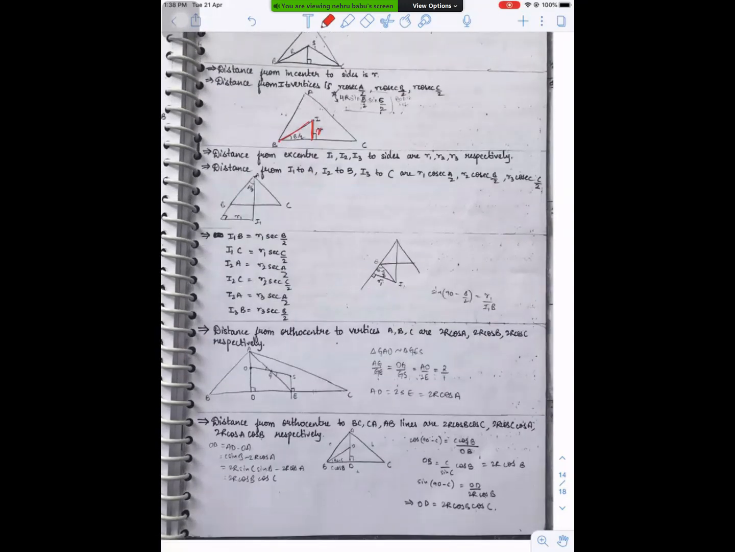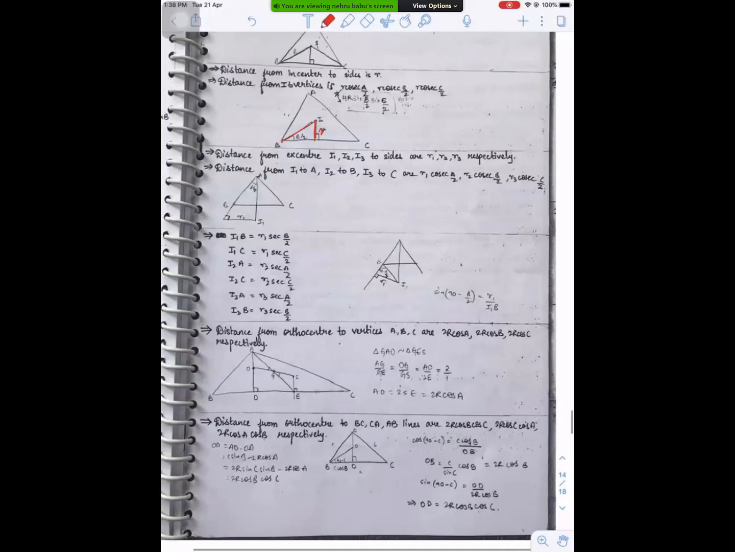Next, distances from excenter, the same type of result. The distances from the excenters I1, I2, I3 to the corresponding sides are R1, R2, R3. I1 is equidistant from all three side lines, so the distance from I1 is R1. For I2, it is R2. For I3, it is R3.